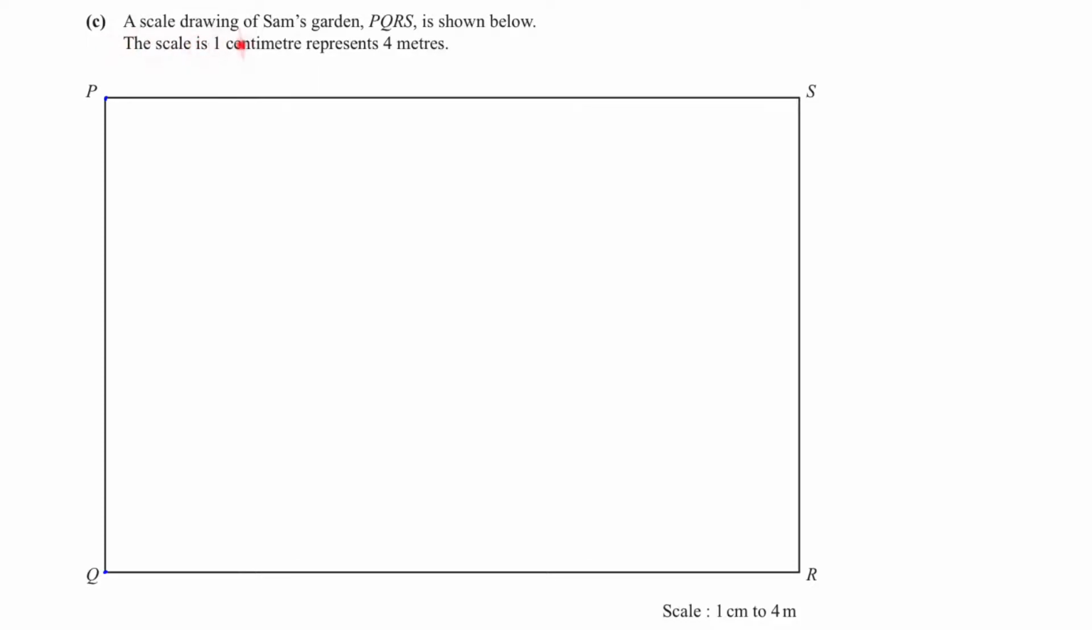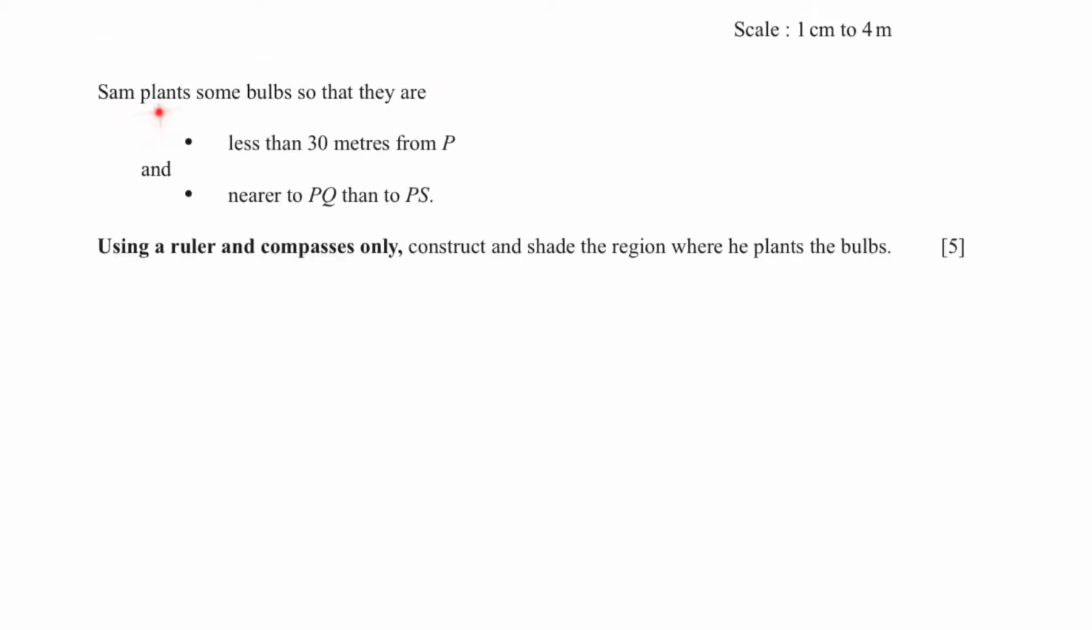Part C. A scale drawing of Sam's garden PQR is shown below. The scale is 1 centimeter represents 4 meters. Sam plants some bulbs so that they are less than 30 meters from P and nearer to PQ than to PS. First, let's change the 30 meters into centimeters. The scale is 1:4. So when you have 30 meters, how many centimeters will that make? We cross multiply. 1 multiplied by 30 is 30. 4 multiplied by x, 4x. Divide by 4. We will get 7.5 centimeters.